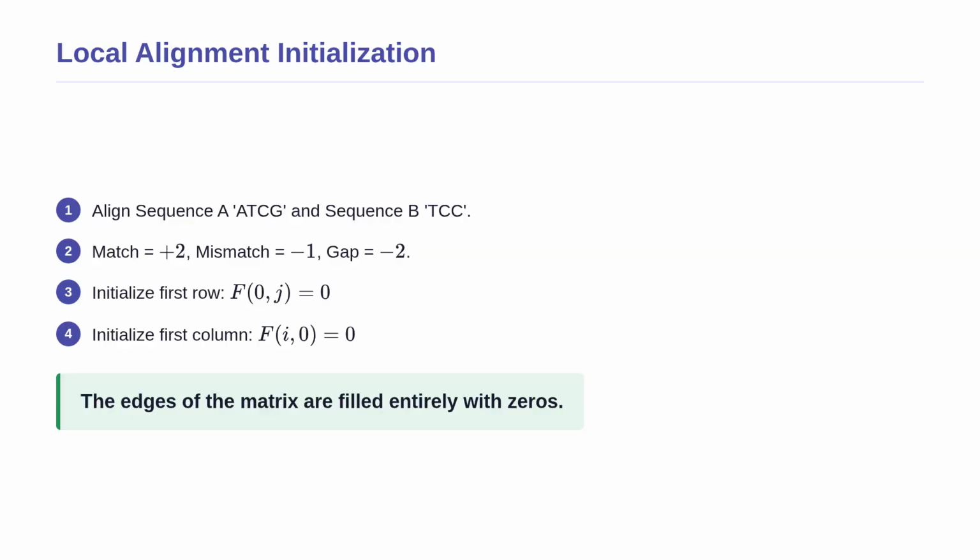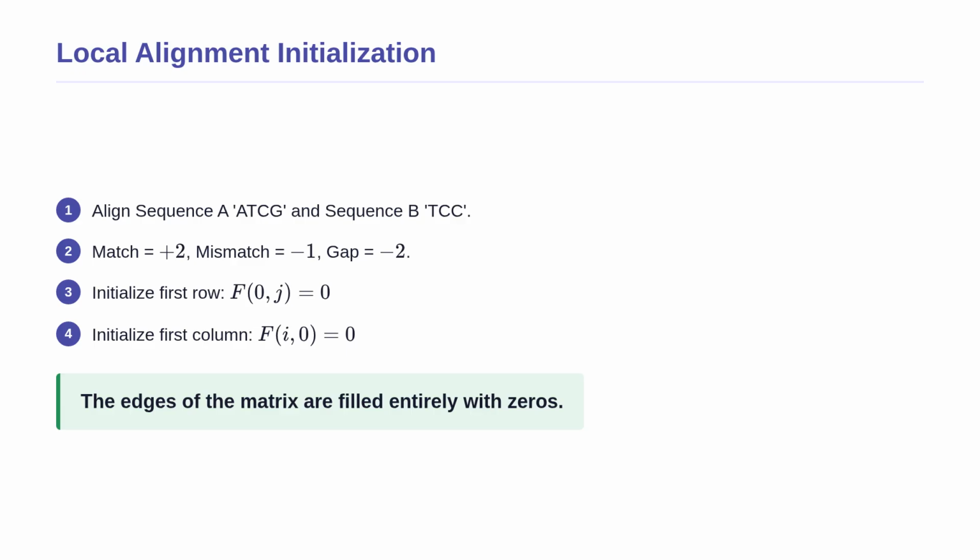Let us see how this 0 reset changes our matrix. We want to find the best local alignment between ATCG and TCC. We will use a match score of +2, a mismatch score of -1, and a gap penalty of -2.